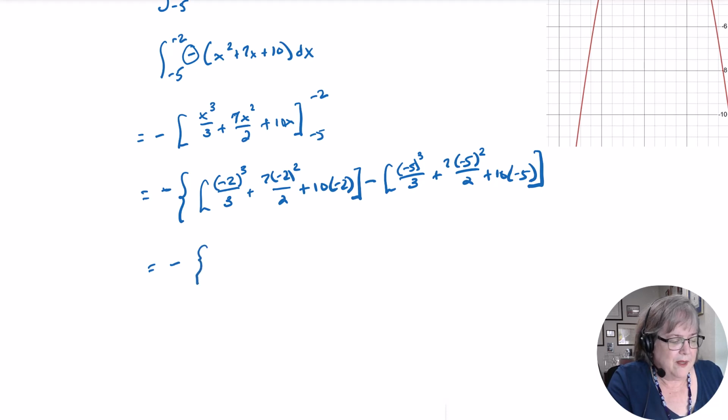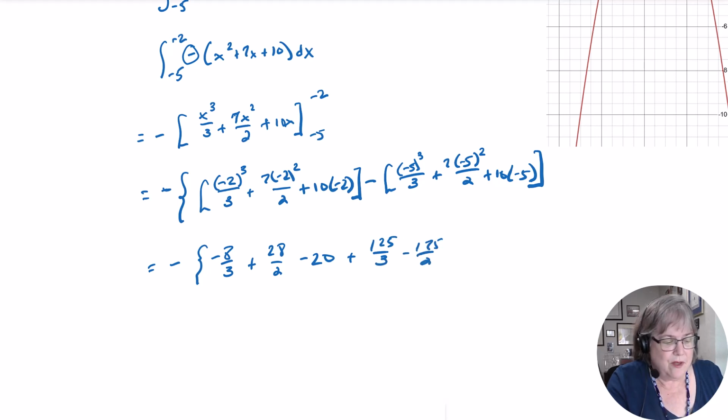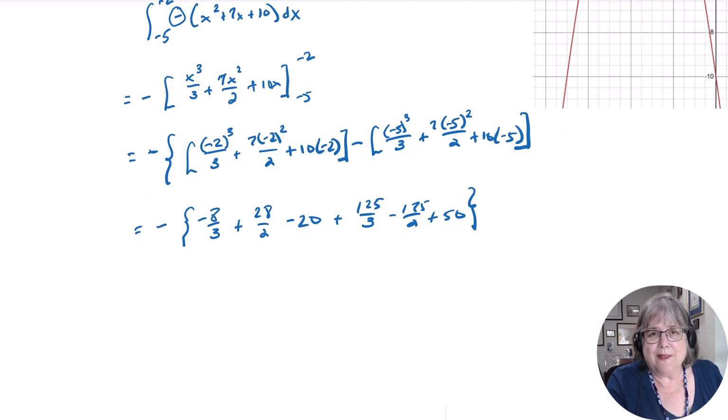And when you clean this up, you'd have -8/3 plus 28/2 minus 20 plus 125/3 minus 175/2 plus 50. Now, a lot of students have become completely dependent on their graphing calculator or their calculator. Again, I don't know what your teacher is going to allow you to do. And sometimes you have to do this math when you don't have access to a calculator. And so you just need to know how to do it by hand, right?